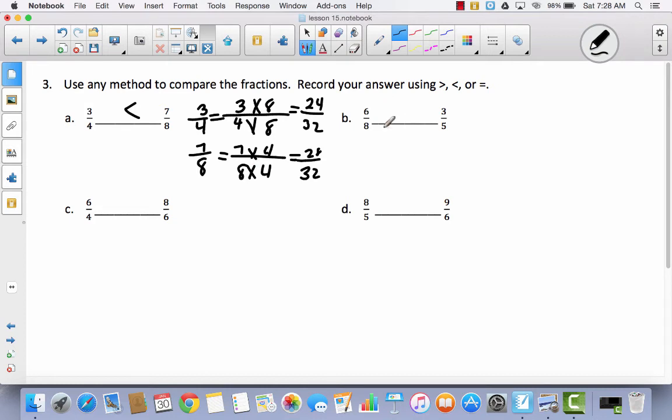All right, so I've got 6 and 3 for numerators, and I've got 8 and 5 as denominators. Choose a strategy other than guessing to solve this problem, and then come back. If you can't figure out what to do, you can do it with me.